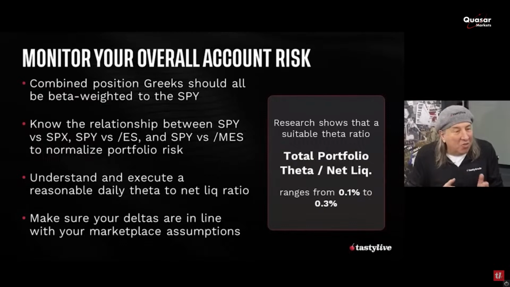But you need to know the relationship between the SPY and the SPX. The SPY is 1/10 the size of the SPX. You need to know the relationship between the SPY and ES. The ES is 1/2 the size of the SPX, so the ES is 5 times the size of SPY, and the MES is 1/10 the size of the ES. Once you understand those, they're all the same product. So before we go off and think, oh my God, these are all different. No, they're not. They're all the same product.